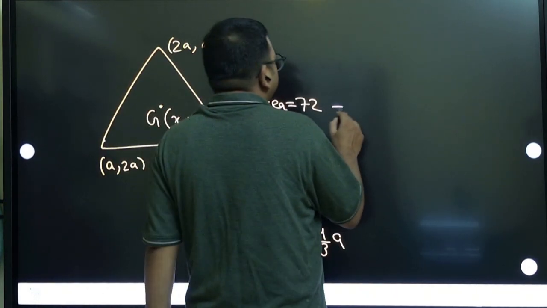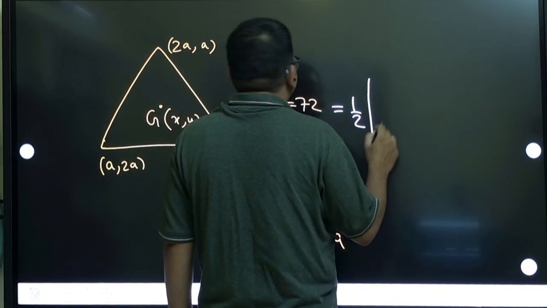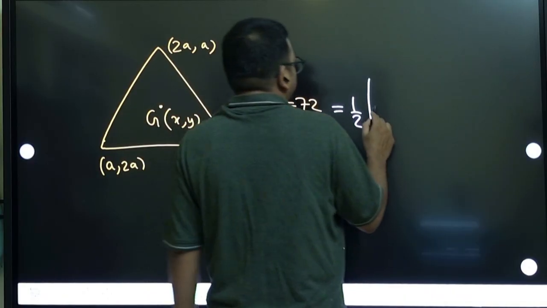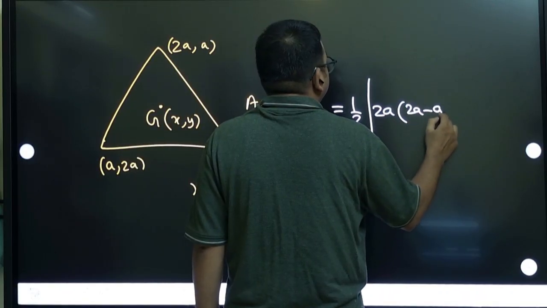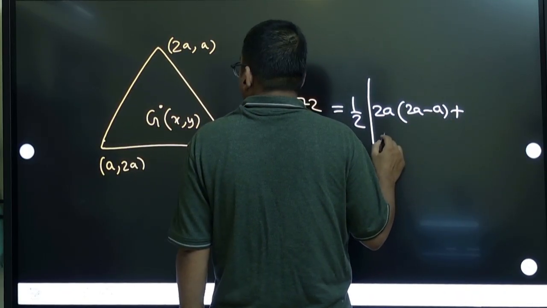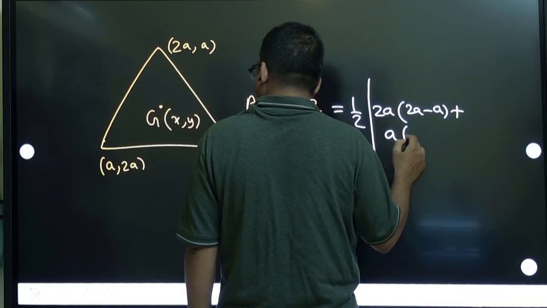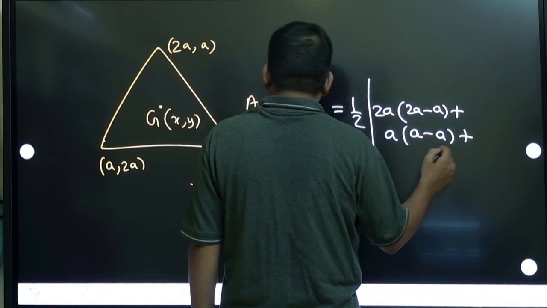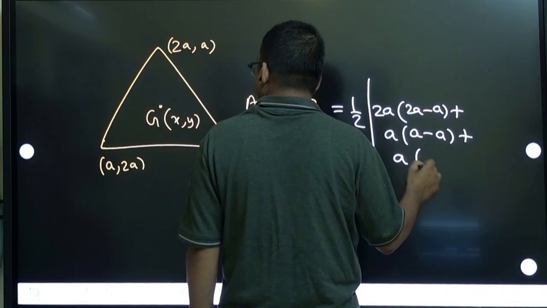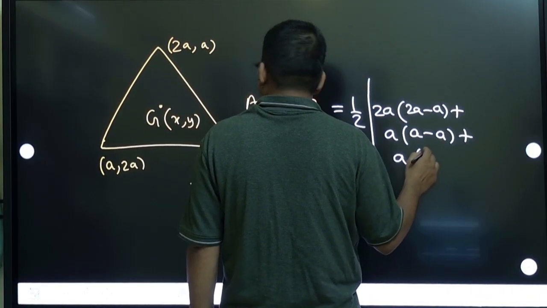So the area formula is half the magnitude. Let's start with 2a times (a minus a), plus a times (a minus 2a).